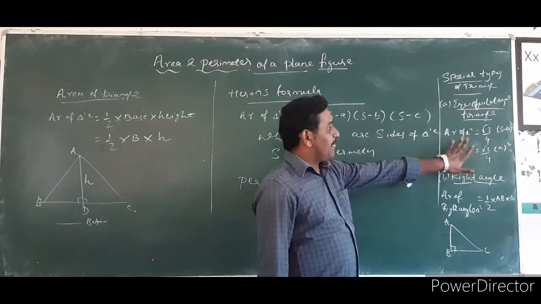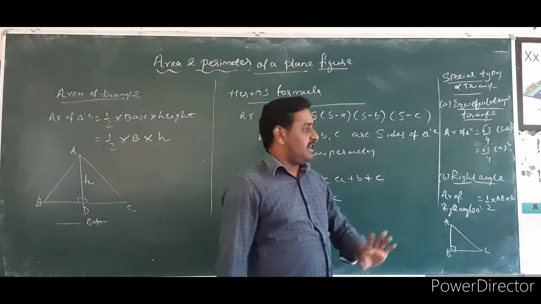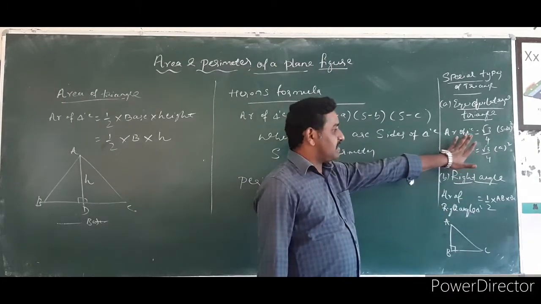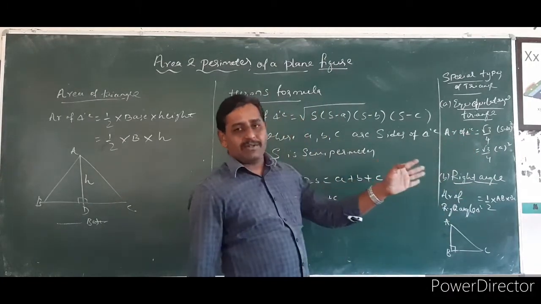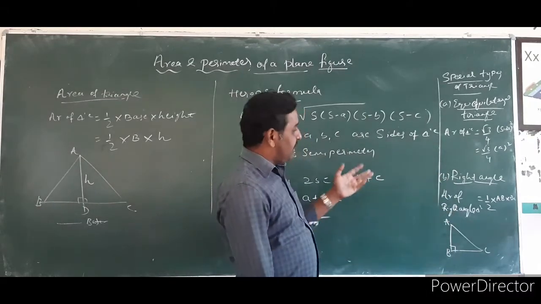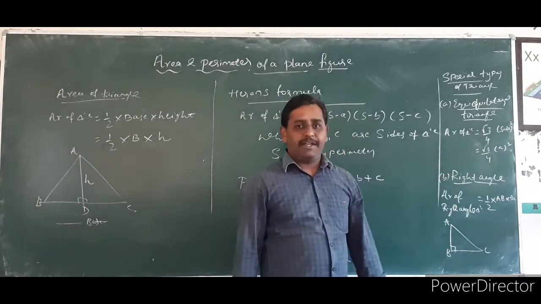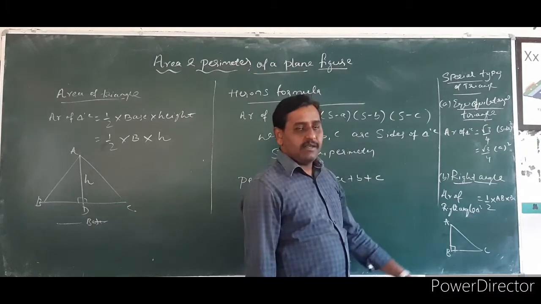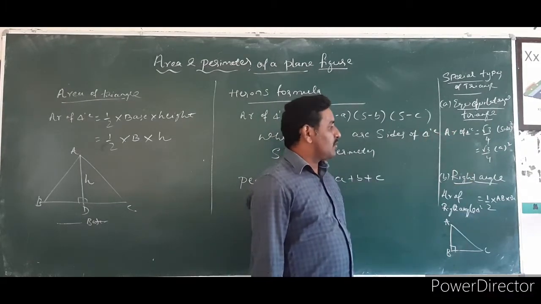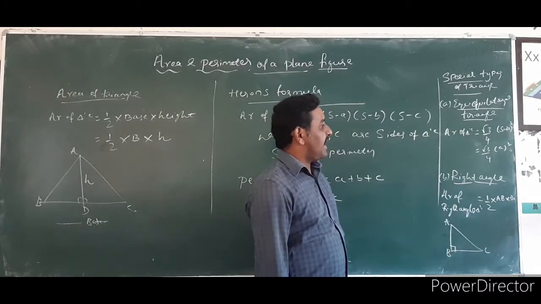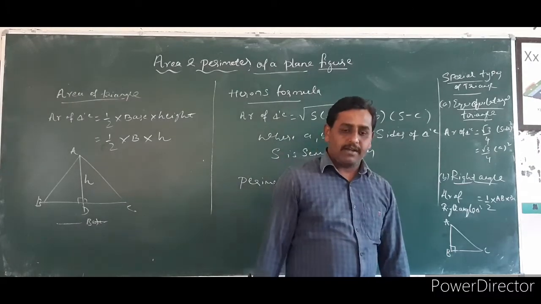And in an equilateral triangle all the sides are equal. That's why, in this special case, you can find the area using this formula. Suppose if it is given directly, you can go directly to this formula and find the answer: area of triangle is root 3 by 4 into side square for an equilateral triangle.